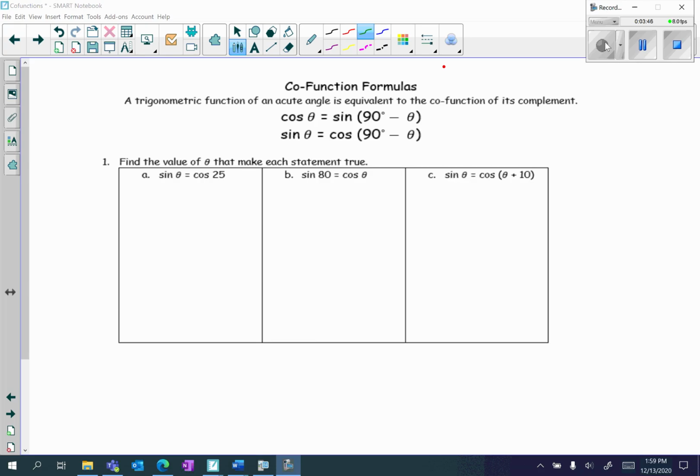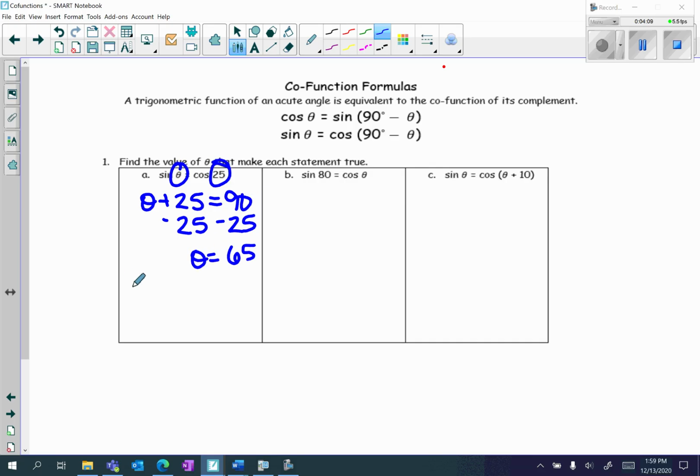Number 1, find the value of theta that makes each statement true. So we have sine of theta is equal to cosine of 25. Remember, theta plus 25 has to be equal to 90 because they're complementary. So in order to find theta, we just have to subtract 25, and we get theta is equal to 65. So sine of 65 is equal to cosine of 25.